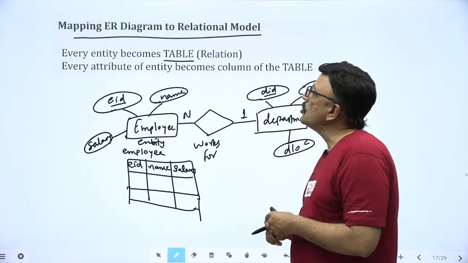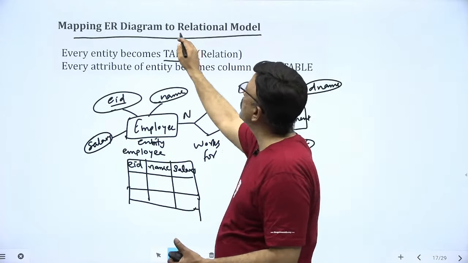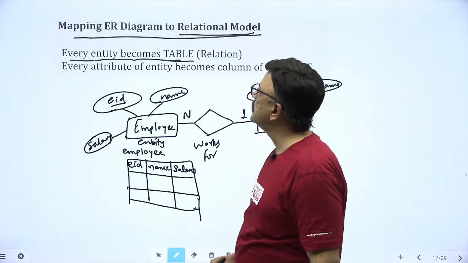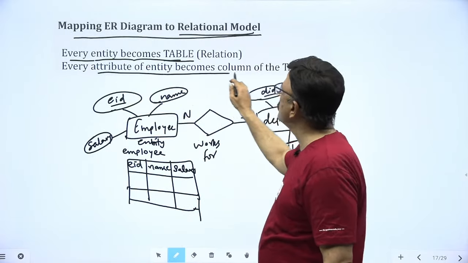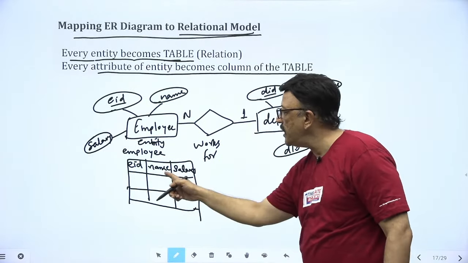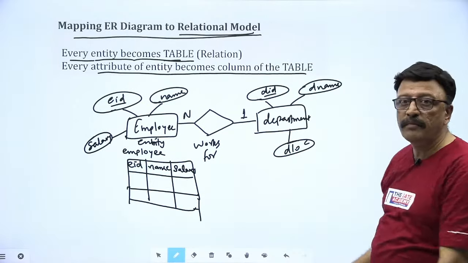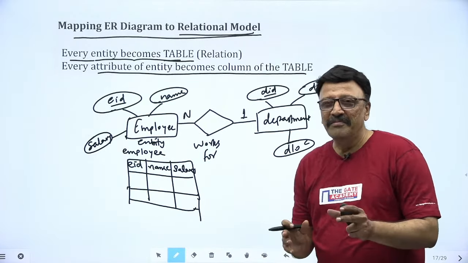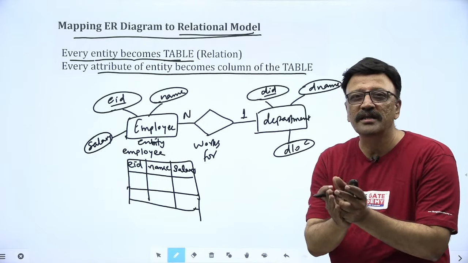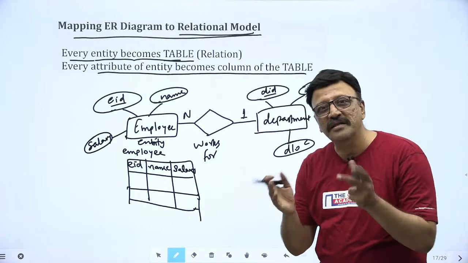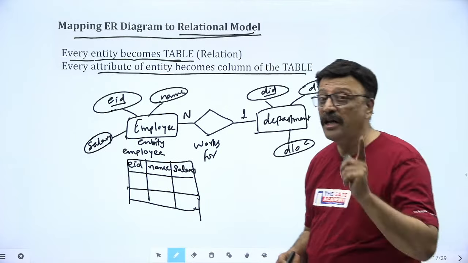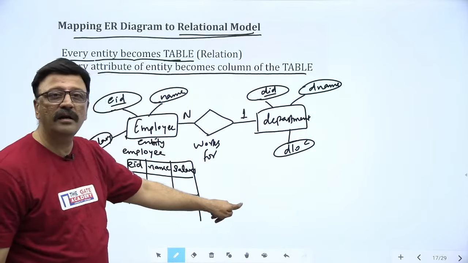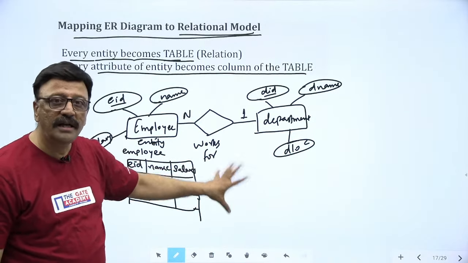So what happens in the relational model? Every entity becomes a table, and every attribute of the entity becomes a column of the table. That's what I have done: EID, name and salary. What about department? The mapping is going to be so easy, and we will say, oh, that's it, this is the relational model. But all the efforts have been paid while constructing the ER model. That's why this discussion becomes so easy.